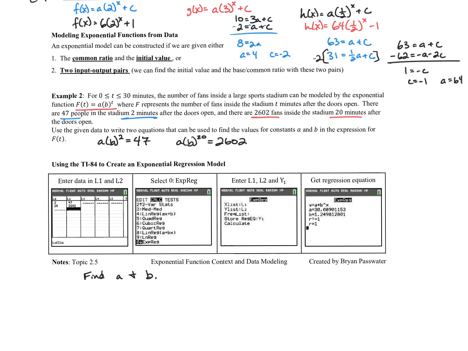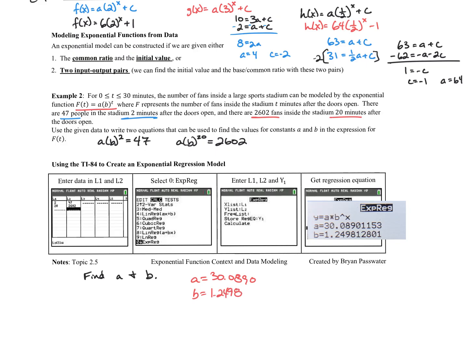So on our calculator, let's go to stat, edit again, and put our input values of 2 and 20, and then 47 and 2602. Right, and so then it will say find A and B. And so how many are we going to round to when we find A and B? 4. And so A would equal this 30.0890, and B would equal this 1.2498, it looks like. All right.